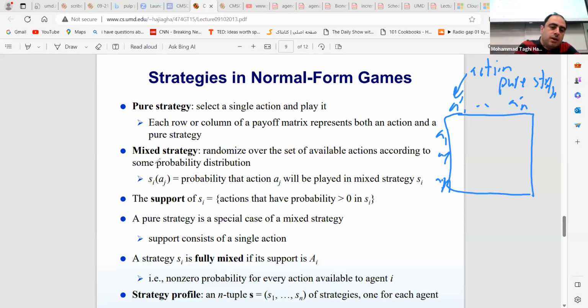More formally, this is the strategy of player i. So Si generally, as we discussed, means a strategy of player i. And we again have a strategy profile, when we have S1, S2, to Sn, these are the strategies of these players. Now, Si of Aj means the probability that action Aj will be played in a mixed strategy Si. Good.